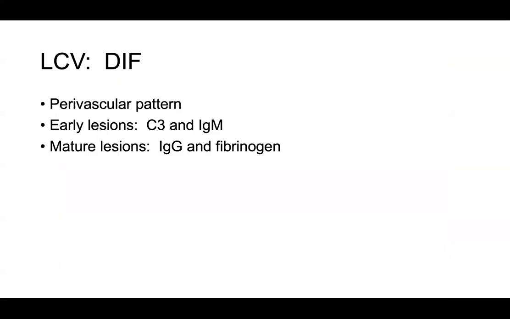So you definitely don't need a direct immunofluorescence, but if you're looking for a specific IgG or IgA that may be leading to it, then you're going to want to take a look at a DIF. What happens is you'll get a perivascular pattern of fluorescence. Usually C3 and IgM are stronger in early lesions, whereas in mature lesions, IgG and fibrinogen are more likely to be seen.